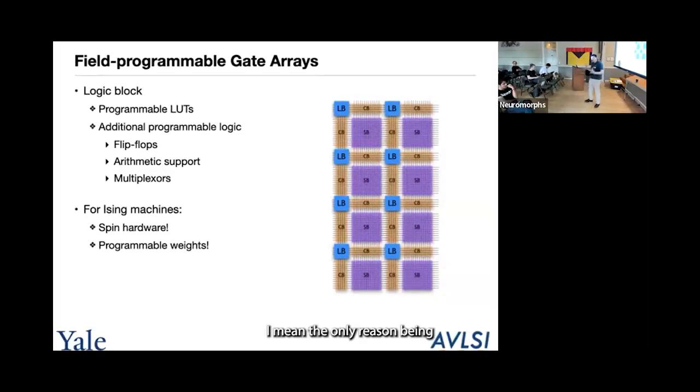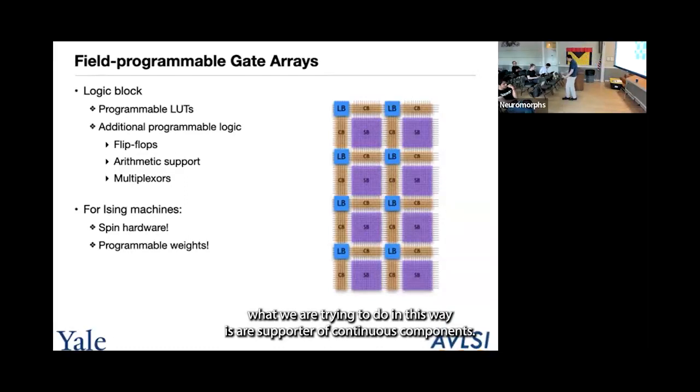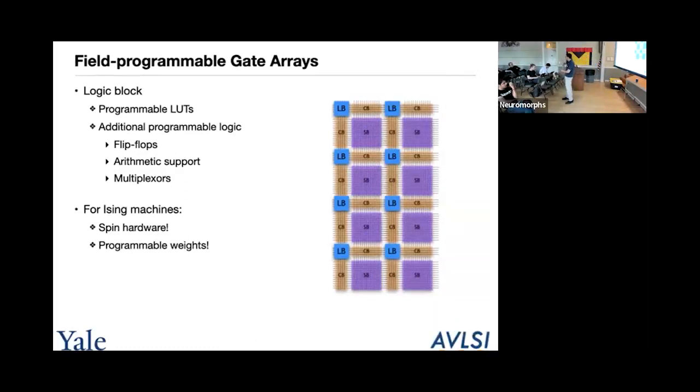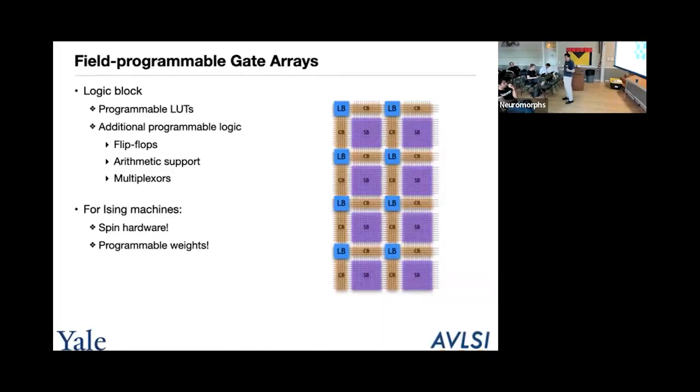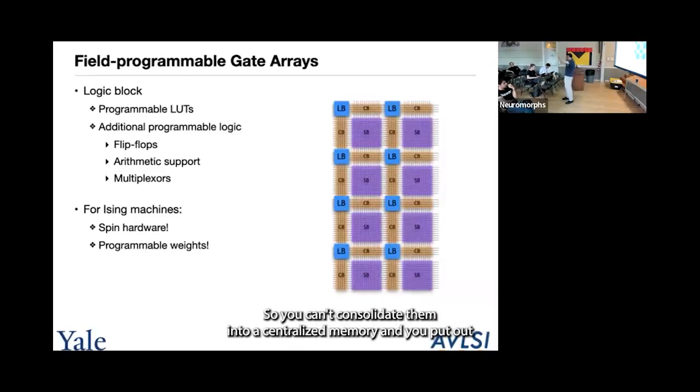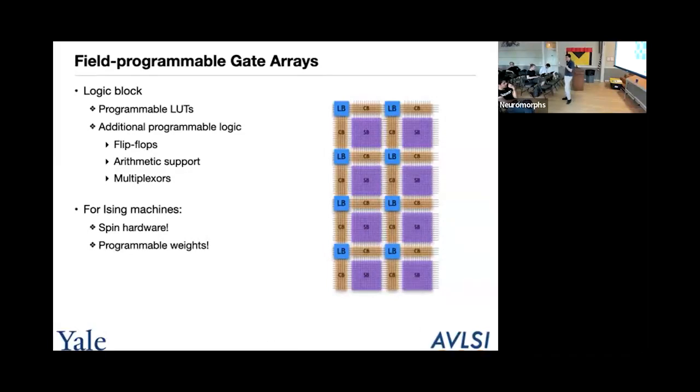I mean, the only reason we are trying to do it this way is to support continuous coupling, right? Which basically means you would need to read the weights continuously anyway. So you can't consolidate them into a centralized memory, and you need to tap every weight all the time. So that's kind of why we are doing this.